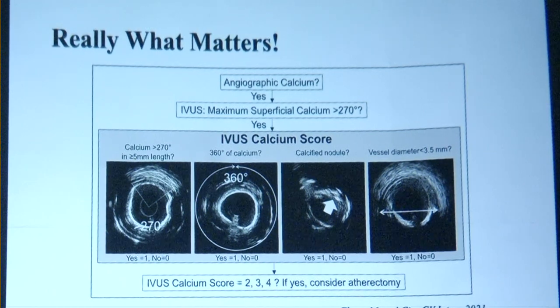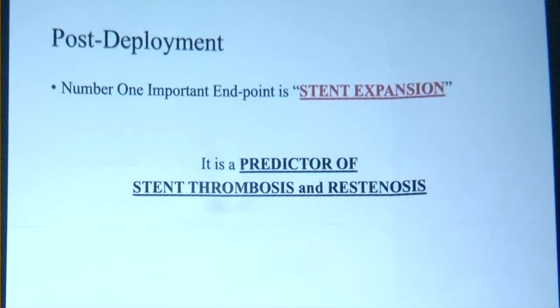So if you have a greater than 270 degree arc of calcium, if you have a nodule or nodular calcium, or if your vessel diameter is less than 3.5 millimeters, each one of these characteristics gives you one point on the score. And if your score is two or more, you should do some sort of plaque modification beyond just balloon angioplasty, which means do an atherectomy, either rotational or orbital, or do IVL if the balloon can be delivered without trouble.